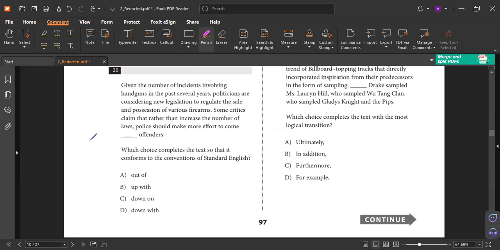Number 20 tests you on idioms. The police must make efforts to do what with offenders, with criminals? To come down on something. To come down on something means to deal with something severely, to find the solutions. So it is an idiom or phrasal verb expression. That's why letter D is the best answer.